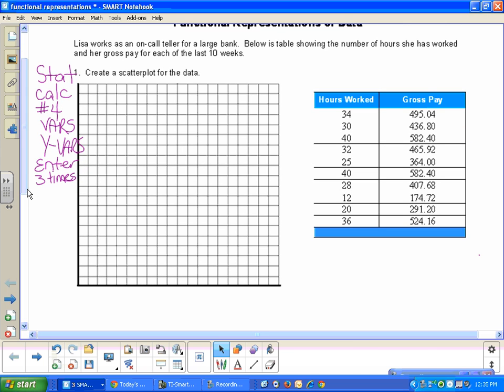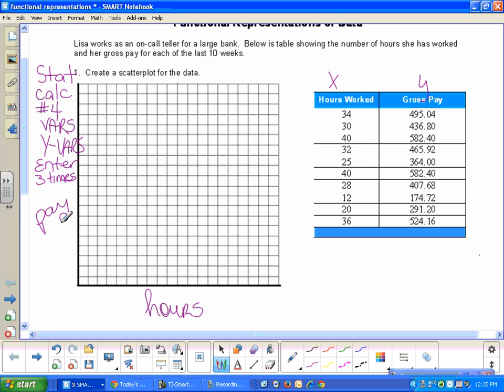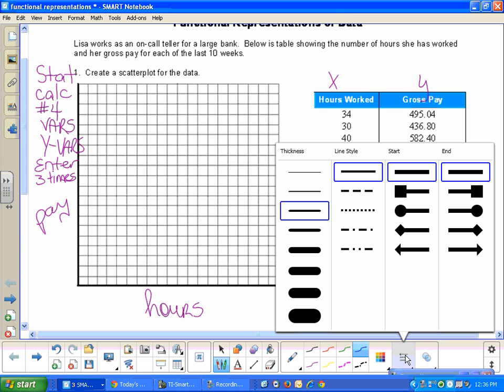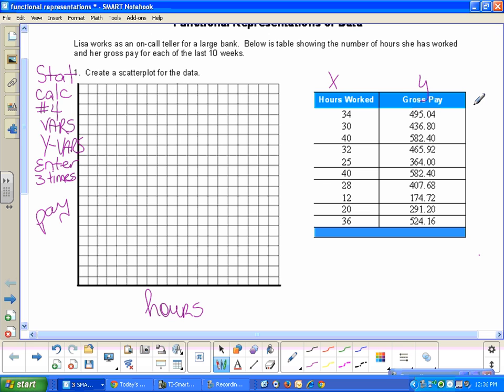First of all, over here, which one is X, hours or pay? Hours. Pay hours. So we have X and Y. So over here in our table, we have to have hours down here, and we have pay over here. What seems like a reasonable domain for our hours?